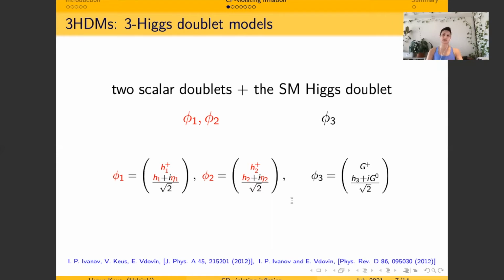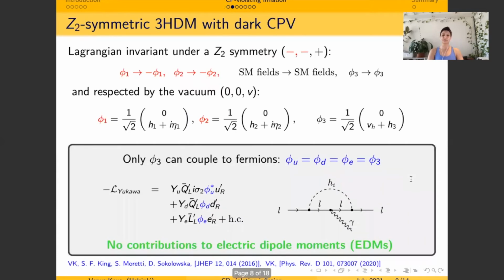But I also impose an extra symmetry, a Z2 symmetry, on the full Lagrangian, under which these 2 new doublets are odd, which is why I've denoted them by the color red, whereas phi 3 is going to play the role of the standard model Higgs doublet, and it's even under the Z2 symmetry. It is in the context of this Z2 symmetric 3 Higgs doublet model that for the first time we introduced CP-violating dark matter with very interesting phenomenology. So let me tell you what the extra benefits of this Z2 symmetry are.